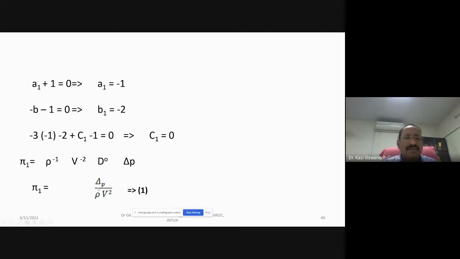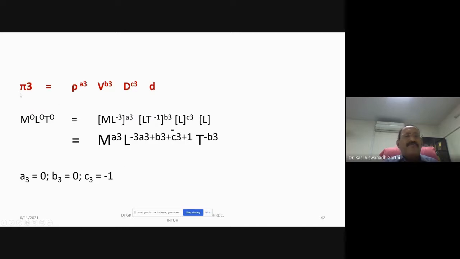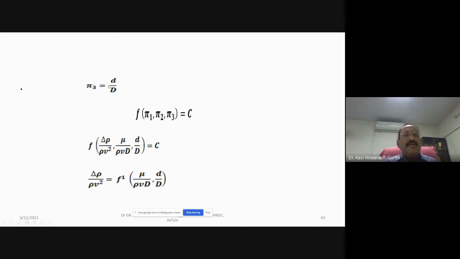Similarly, pi 1 is equal to delta P by rho v square. Similarly, for pi 2, mu by rho v d. For pi 3, small d by capital D. So f of pi 1 comma pi 2 comma pi 3 is equal to C. Substitute for pi 1, substitute for pi 3, substitute for pi 2. Identify the term containing the dependent variable, delta P by rho v square, and take it out from the functional relationship. So delta P by rho v square is equal to some other function f1 of mu by rho v d comma small d by capital D. Okay. So this is one more problem.